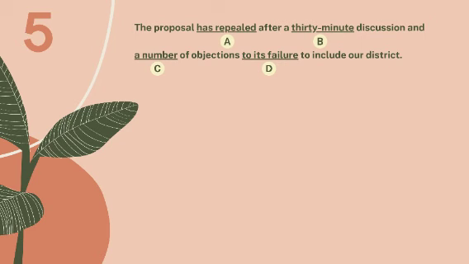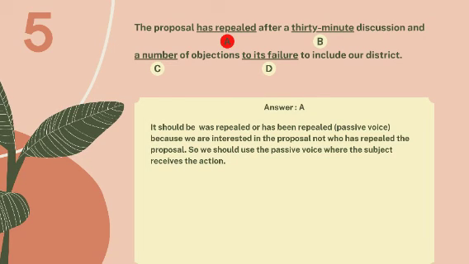And now we are going to the last question, question number 5. The proposal has repealed after a 30-minute discussion and a number of objections to its failure to include our district. The error of the sentence is in the underlined word marked A. Has repealed should be replaced with was repealed or has been repealed.